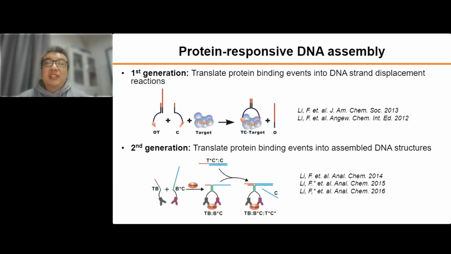The idea is that, in a homogeneous solution, we directly convert proteins into DNA so that any DNA-based detection techniques can be used for protein detection. We developed several different strategies, different generations of techniques, to achieve this goal. Indeed, we can achieve the conversion of protein to DNA in free solution.